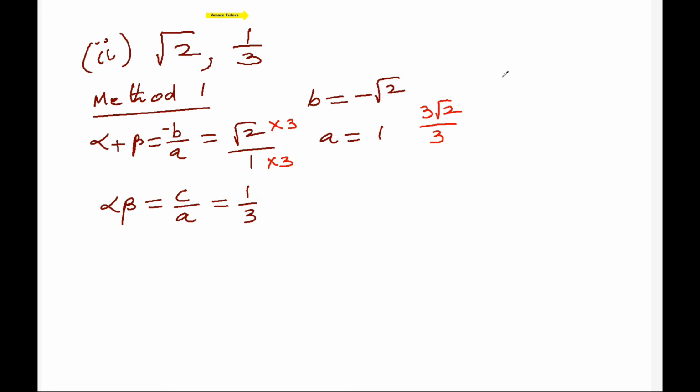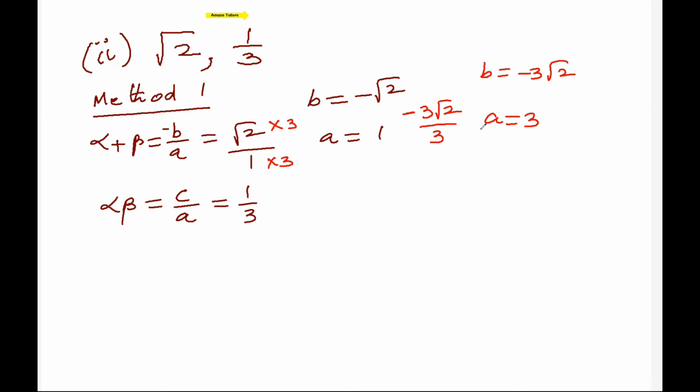What is the b value now? b should be negative, negative is already there, negative 3 root 2, a is 3. I hope you understand what I did here. Let me repeat. To make the a values the same, I multiplied the first fraction, both numerator and denominator, by 3 and 3. So 3 root 2 will be minus b. If you want b alone, the negative goes here. That is why negative 3 root 2 by 3. So b value is negative 3 root 2.